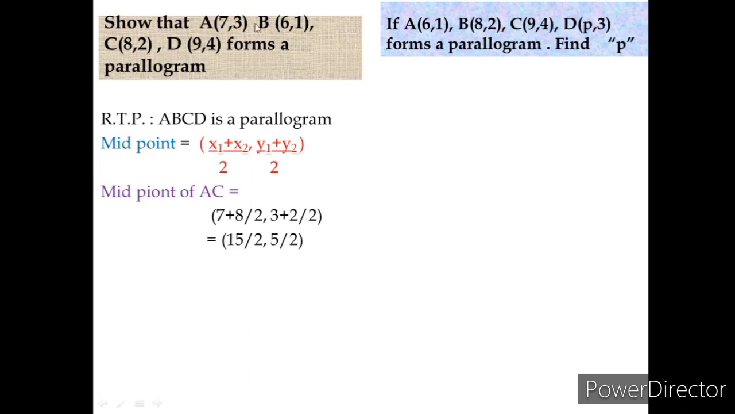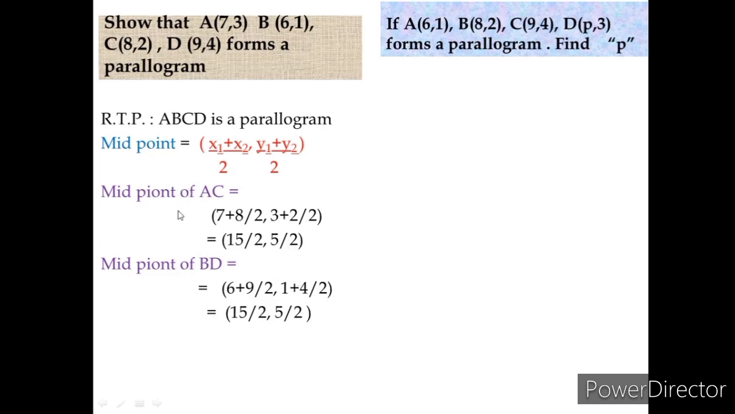Then you have to find the midpoint of BD. Here also you have to use this formula only. So you have to substitute the relevant values. You can take B as x1, y1 and D as x2, y2. x1 plus x2: 6 plus 9 by 2. Then y1 plus y2: 1 plus 4 by 2. Then you calculate: 6 plus 9 is 15, 1 plus 4 is 5. The midpoint of AC is 15 by 2, 5 by 2. Midpoint of BD is 15 by 2, 5 by 2.